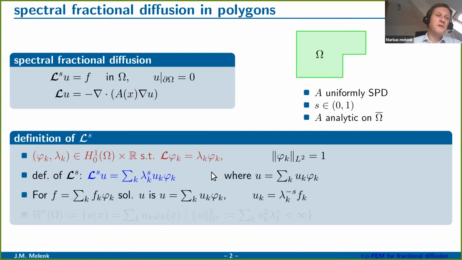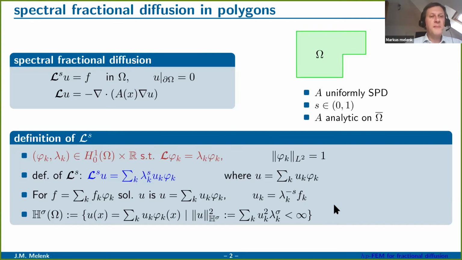Okay, so with this definition, this problem on top here is easily solved. If you decompose f in the eigenfunctions, then the solution u is simply the sum over all k of uk phi k, where uk is given by lambda k to the minus s times the coefficient of f. Okay, so we have a solution formula already, and you may wonder, so what's the big deal about numerical methods? Well, in practice, of course, the eigenfunctions are not known to us, so this definition is not really numerically tractable.